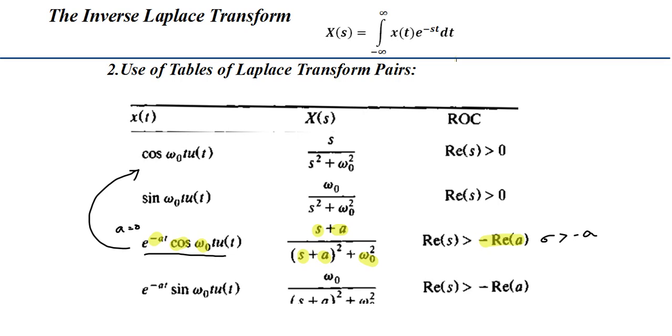Similarly, if you know this result, e raised to minus at into sine omega 0 t into u of t, it's simply omega 0 in the numerator. So this is the difference.